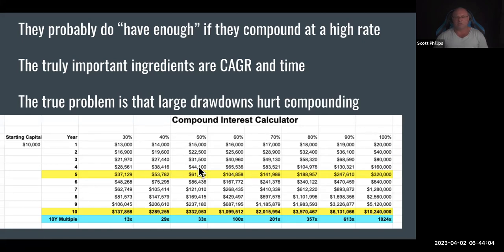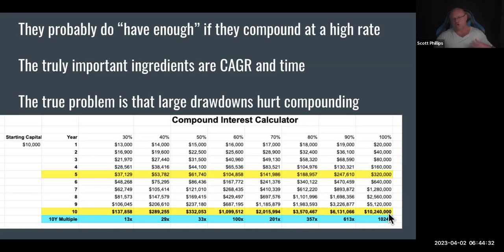At 50% compounding, your 10K is 61K after 5 years, and 332K after 10 years. That's a 33x return. At 100% compounding, which is at the upper scale of our projections, after 5 years, your 10,000 has become 320 grand, and your 10 grand after 10 years has become 10.2 million, a 1,024x return.